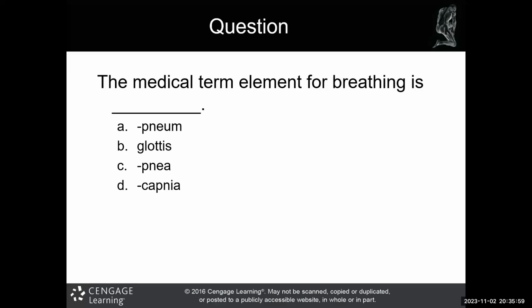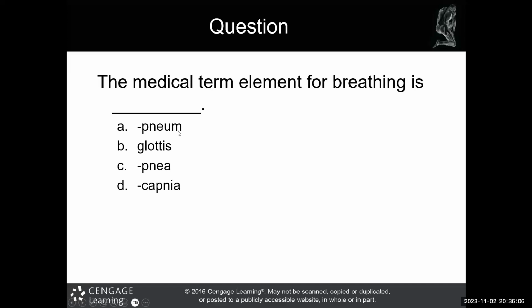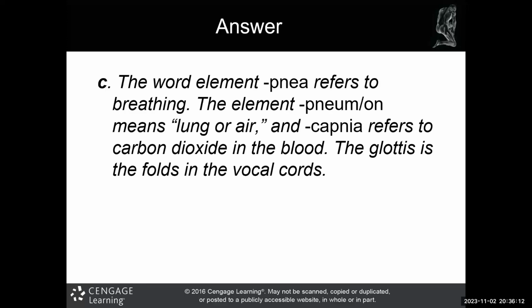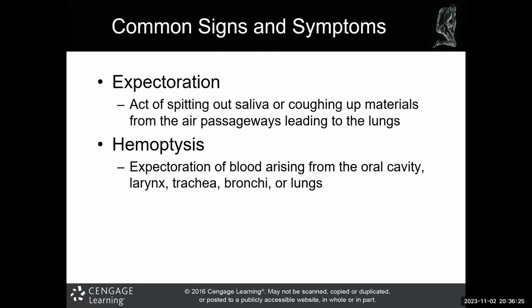The medical term element of breathing is pneum. So we know pneumonia. We know it's an infection in the lungs. So lung or air is pneum. And capnia refers to carbon dioxide in the blood. So it would be pneum.